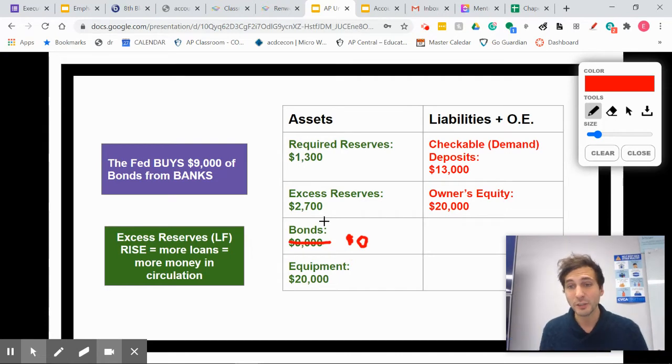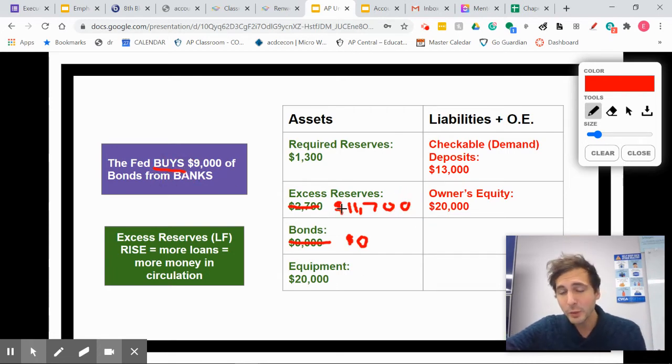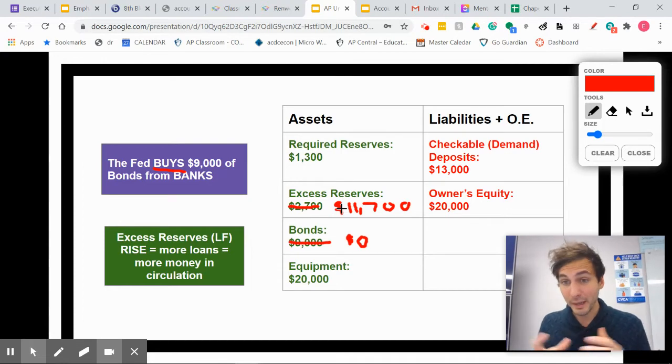What did they get in exchange for those bonds? Well, they got $9,000. So excess reserves are going to go up by those $9,000. So it's going to be $11,700. Notice, because the Federal Reserve bought bonds, buying bonds, they increase excess reserves for the banks, and they'll do this for all the banks in America, which increases the loanable funds.